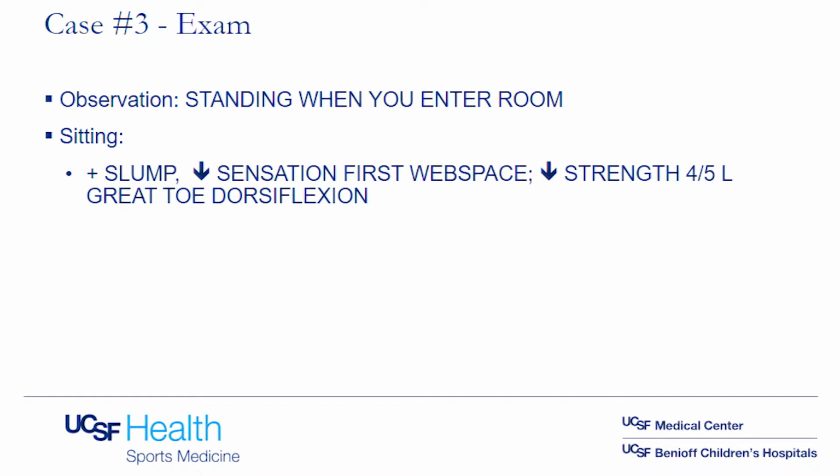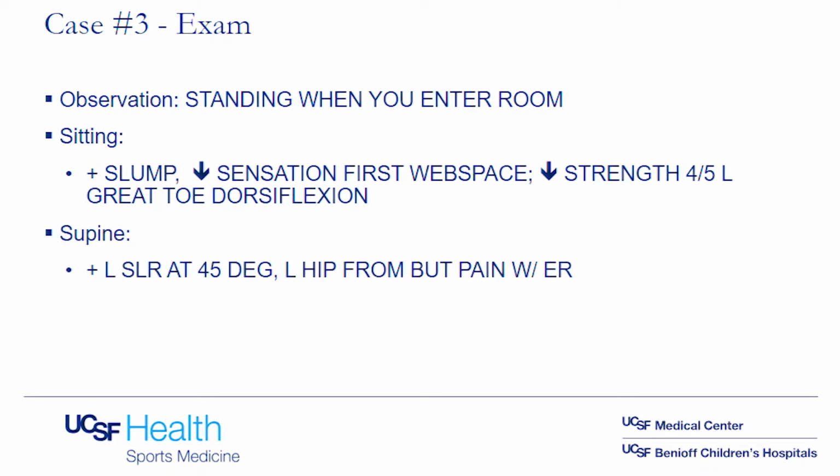Positive slump test. She's got a decreased sensation in the first web space. Her strength is decreased, 4 out of 5 for left great toe dorsiflexion. Okay? Start thinking about the nerve root here. That was your dermatomes and your myotomes that you were testing. Supine, left leg straight leg raise, positive at 45 degrees. Left hip, full range of motion, but some pain down her leg with external rotation.